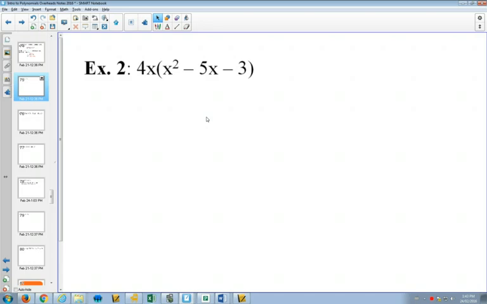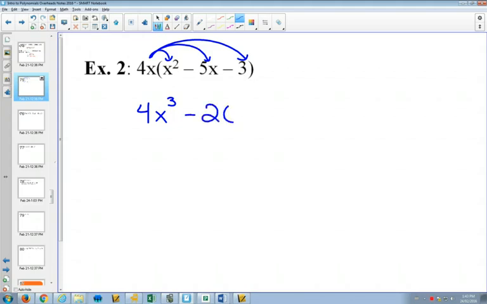So if we simplify this one, the 4x will go to all three terms because we have a monomial times a trinomial. We multiply the numbers. 4 times 1 will give us 4. Multiply the variables. X times x squared will give us x cubed. The second one, 4 times negative 5 will give us negative 20. X times x, x squared. 4 times negative 3 will give us negative 12. X.